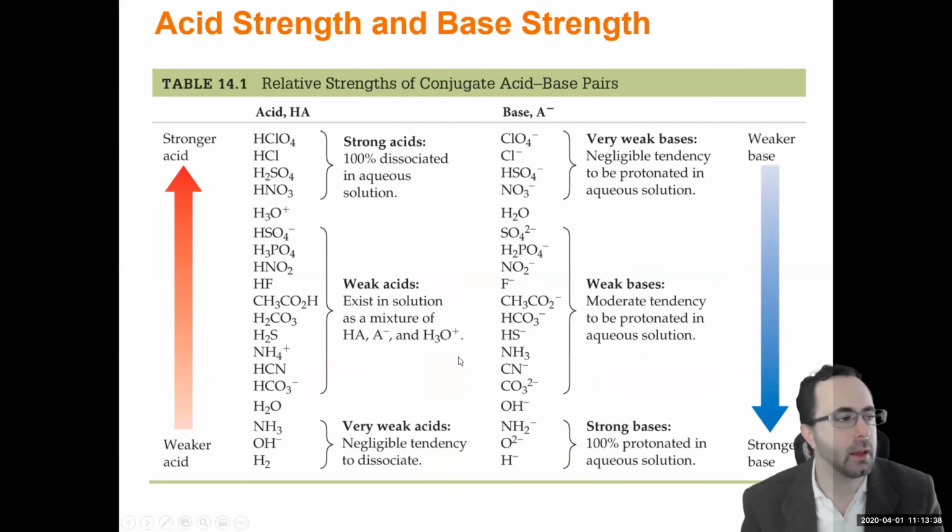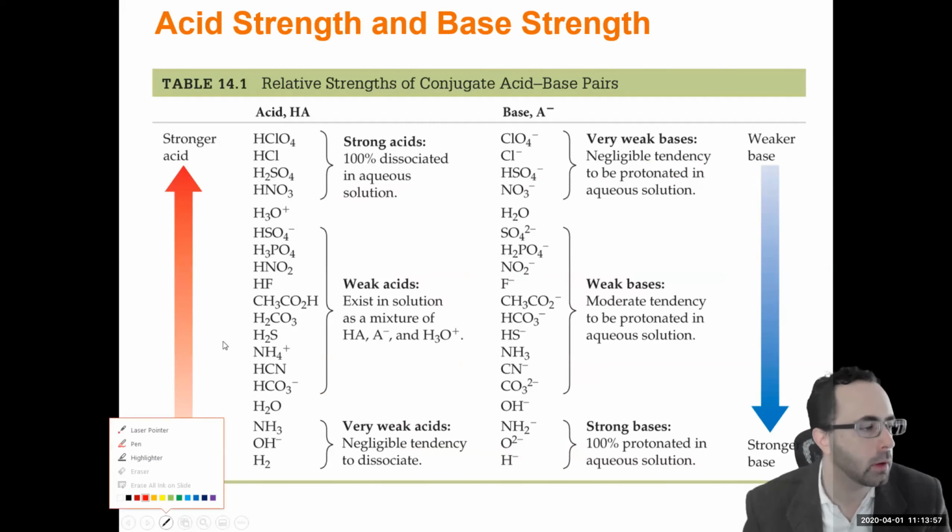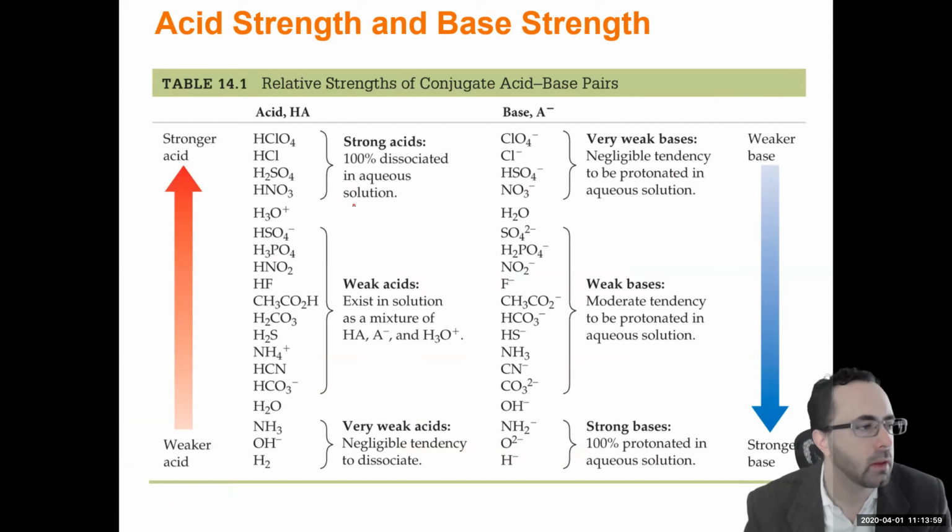So how can we identify a strong acid or a weak acid? Well, there are 6 strong acids that you're going to have to memorize. 4 of them are up here: HClO4, perchloric acid, HCl, H2SO4, and HNO3. There are 2 more. I'll write them up here right now, assuming my pen will work. It's going to be HBr and HI. Those are the 6 strong acids.